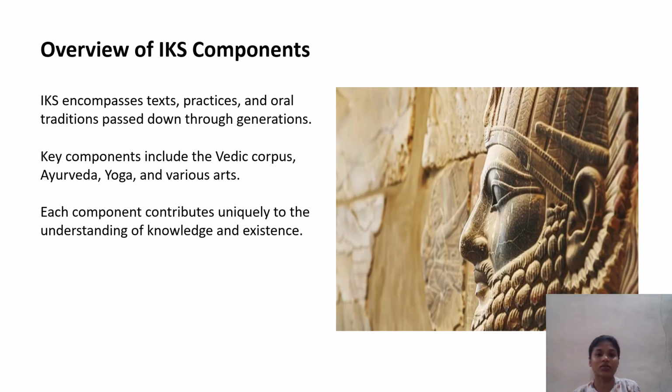Overview of the IKS components. IKS encompasses practices and oral traditions passed down through generations. The key components include the Vedic corpus, Ayurveda, Yoga, and various arts. Each component contributes uniquely to the understanding of knowledge and existence.